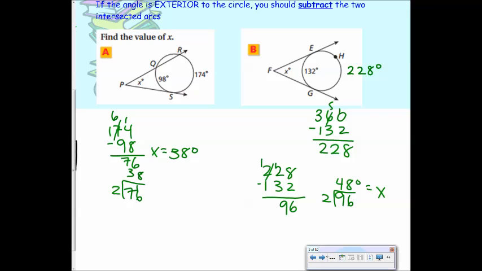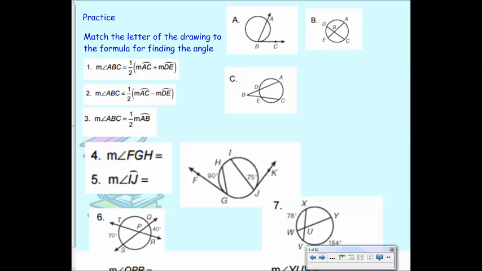Okay, try these. The first three are just matching, so before you get up, for the first three, you're just matching 1, 2, and 3 to A, B, or C. Which formula would you use for those? And then for the next ones, you're actually doing them.